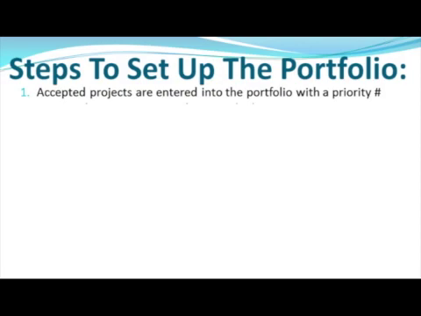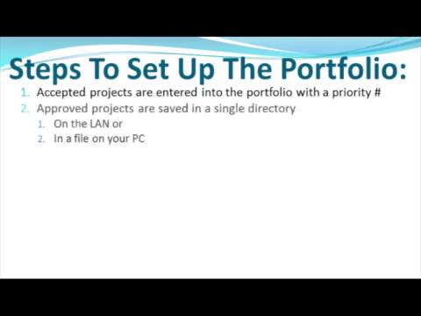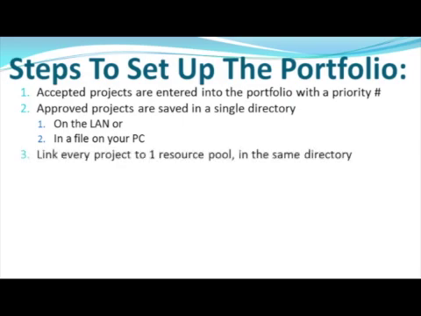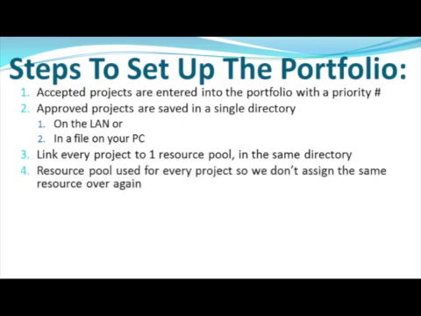After each project is accepted into the portfolio, we enter the priority for each project, and then we save all the files into a single directory on the LAN or on your PC. Then we link every project to one resource pool so that we share resources across projects. We use a single resource pool file for all projects so that we don't assign the same resource multiple times. Any difference in capitalization or spelling of any name will be considered a new resource.